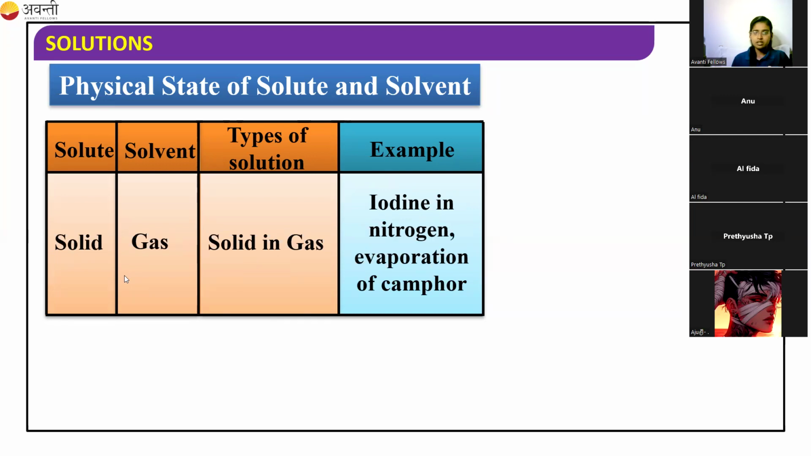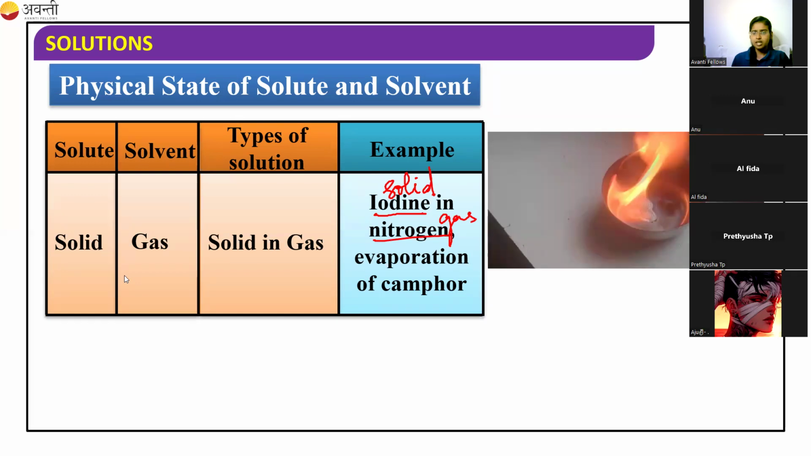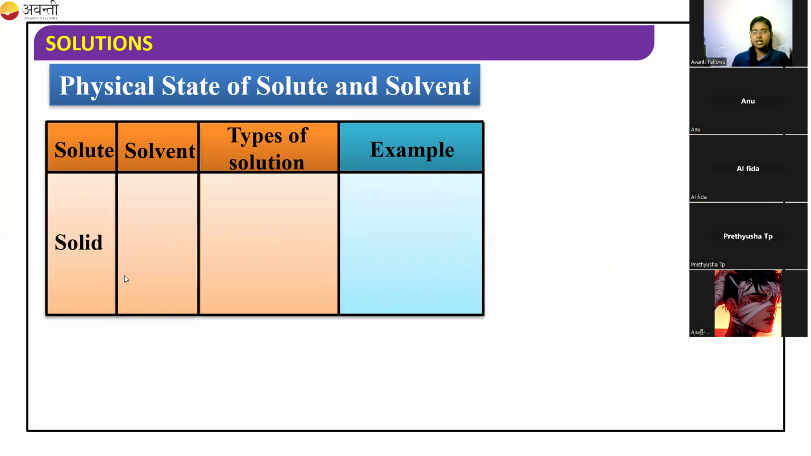So who is this iodine? Liquid, solid or gas? It is a solid. Iodine is a solid and nitrogen is a gas. So solid and gas, you see. Evaporation of camphor. So camphor is a solid that will get evaporated in the air. So it is an example for solid and gas.